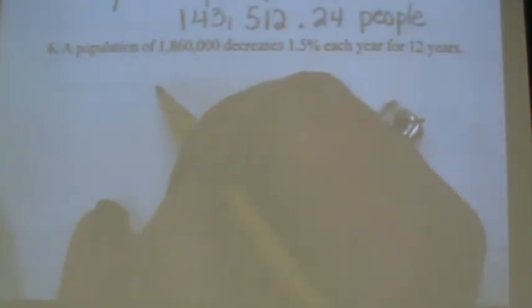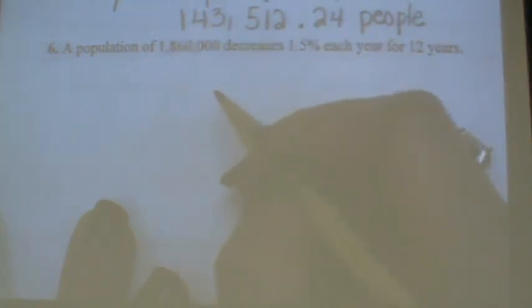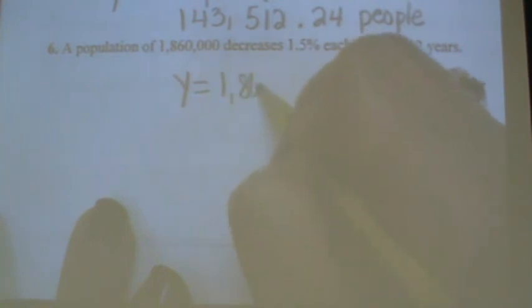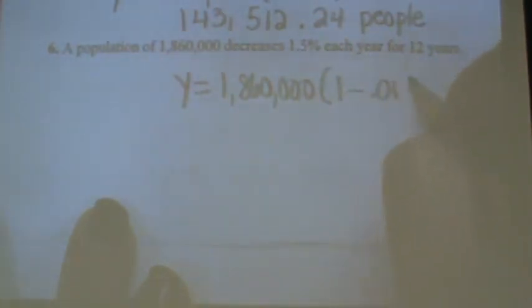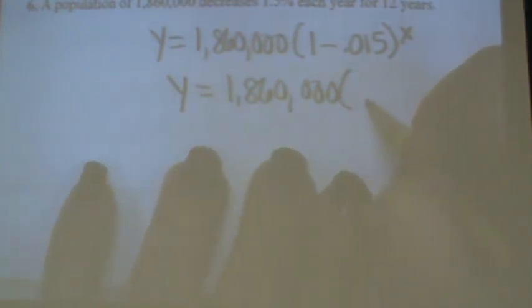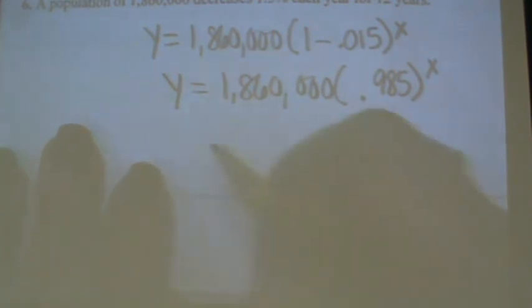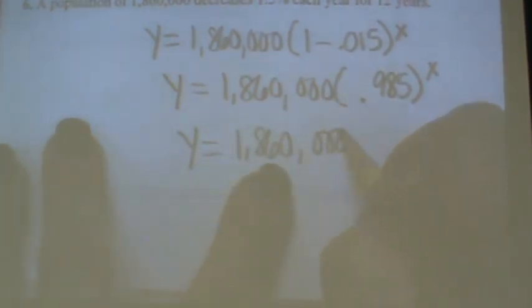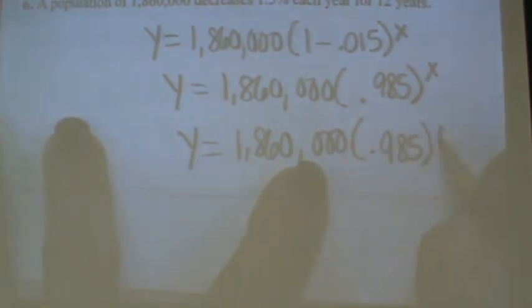And the last one, number 6. You have 1,860,000 and it's decreasing by 1.5% each year for 12 years. So you should get y equals 1,860,000 times 1 minus 0.015. That's your equation. And then this is 0.985, and you're going to put a 12 in there. Write it all out. And what'd you get for an answer? 1,551,485. And you can't have half a person, so you just drop that. So it'd be 1,551,485 people. Or ants. We are done.